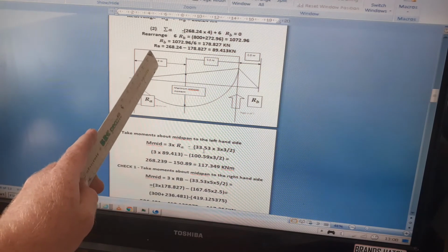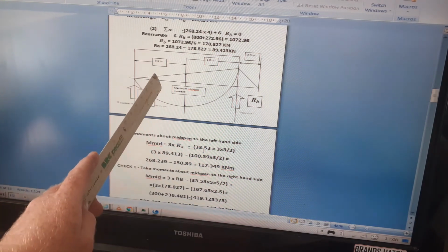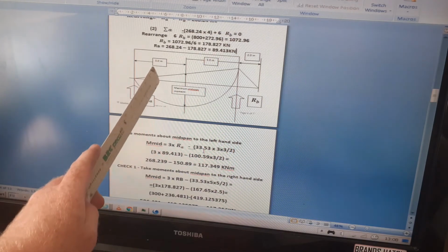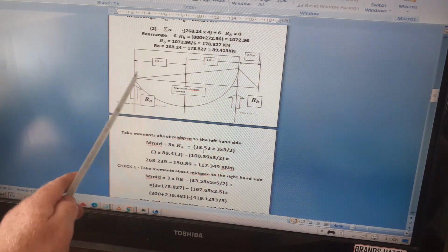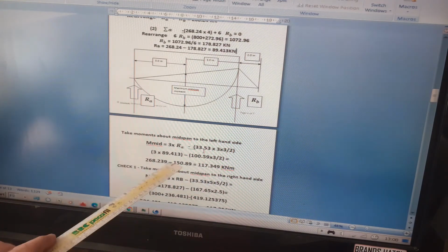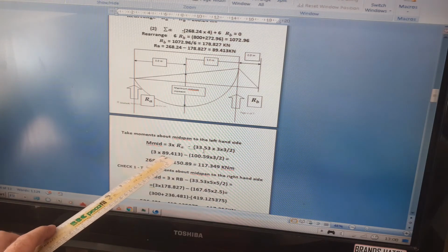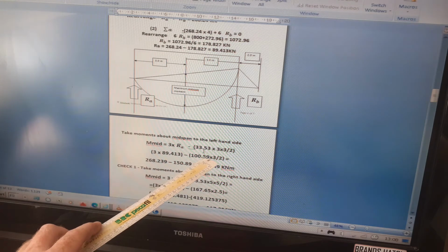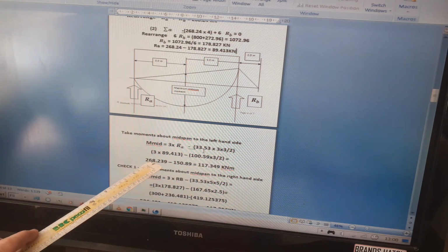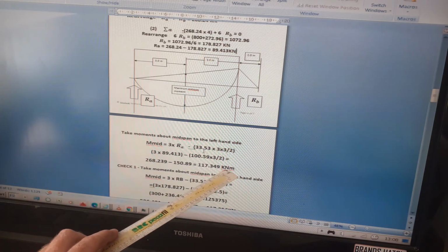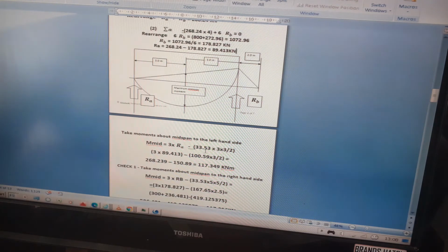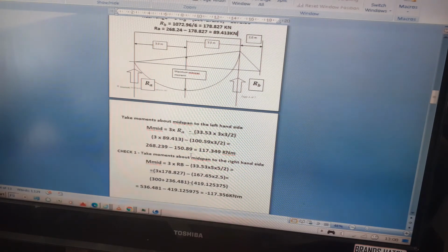I should have drawn another little arrow there so you could see the W, the equivalent point load from the W on this side, times the lever arm, which is 3 over 2. So when you work that out, it's 3 times 89.43 minus 100.59 times 3 over 2. That gives you 268.2 minus 150.89 is 117.349. So that's the maximum moment at the middle of the span, found out by doing method of sections.